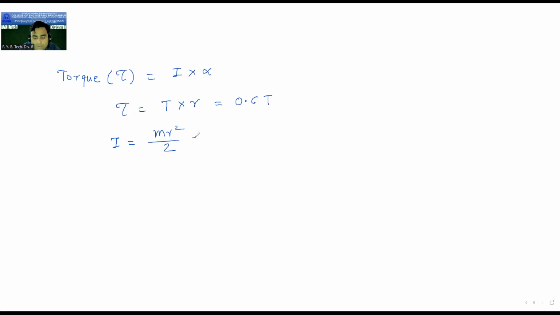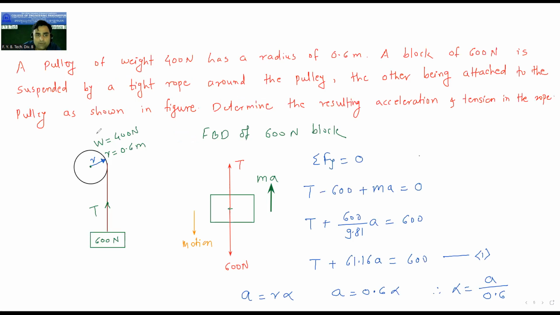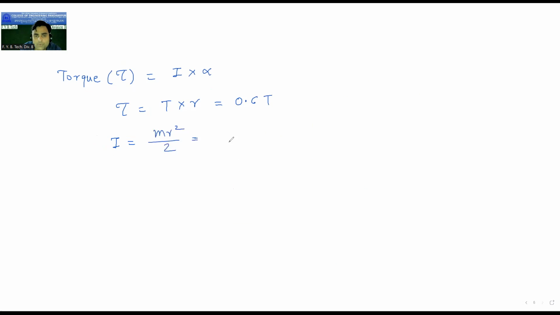So here if I put the value, what is the value of m? M is nothing but the weight of the pulley, which is 400. So it is 400 divided by 9.81 into R, 0.6 square, and whole divided by 2. What is the answer?